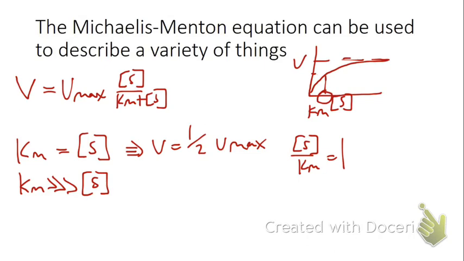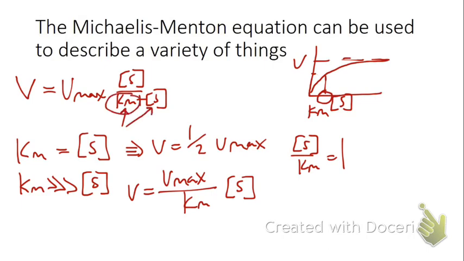So we reorganized a little bit of our equation, and what we got was V is equal to Vmax times S over Km. And the reason is because if Km is much bigger than S, all we're going to see is Km. The amount of S will be negligible, and so what we have is Vmax times S over Km, and all I did was just move the Km under the Vmax and pulled out the S.